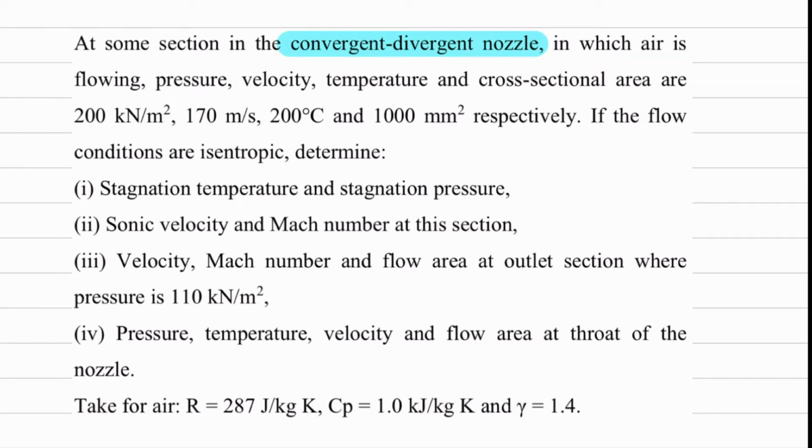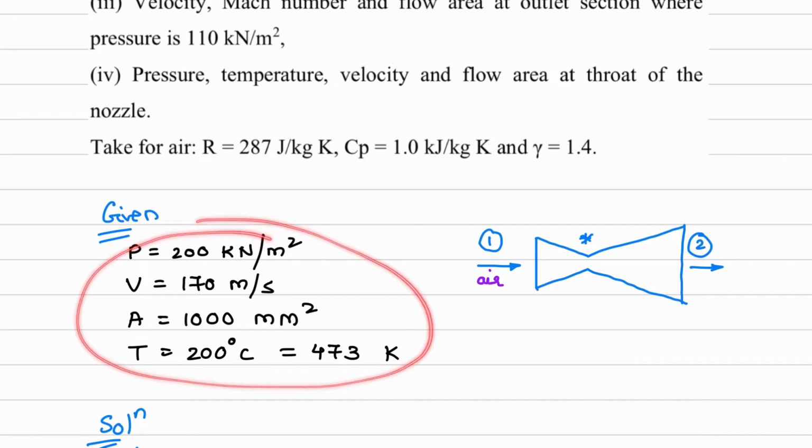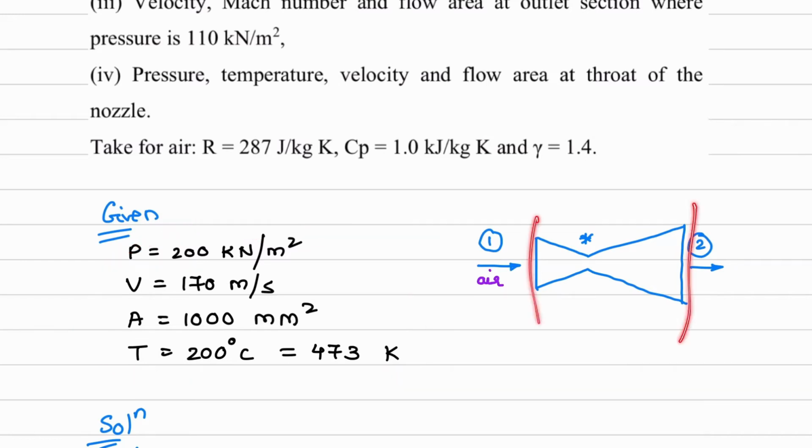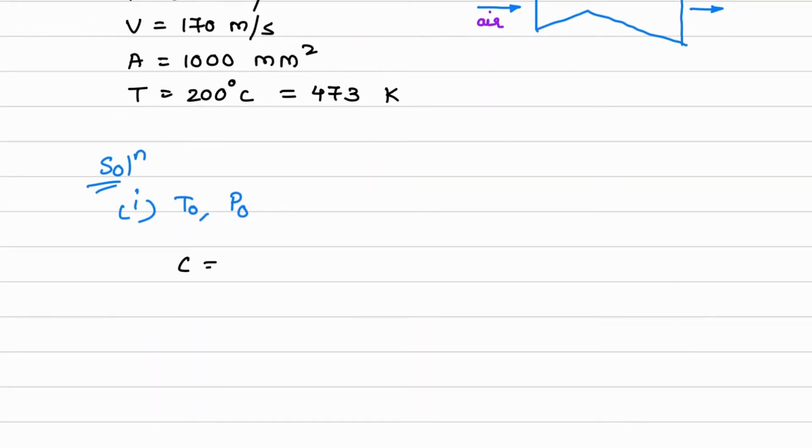Now first, we will try to find at which location these properties are, whether at inlet, outlet, or throat, or maybe some other section. For that we need to find the Mach number M. How to find Mach number M? Mach number is velocity upon sonic velocity. Velocity is given and sonic velocity is not available with us, but we can find sonic velocity. How can we find sonic velocity? Can anyone tell me? So I'll find sonic velocity first. C is equal to square root of gamma R T.